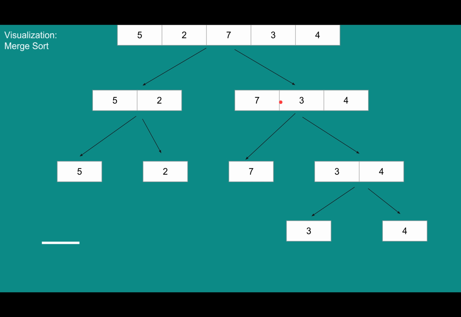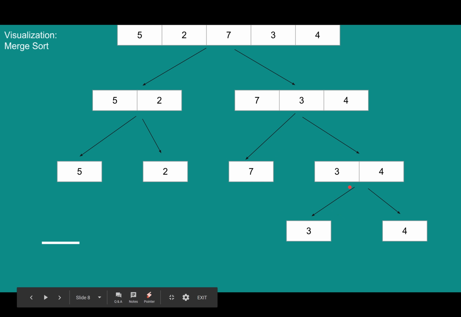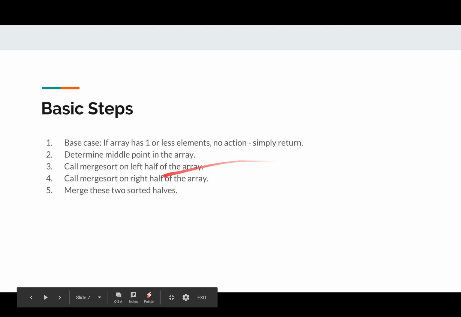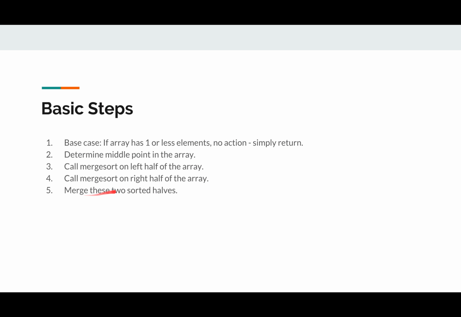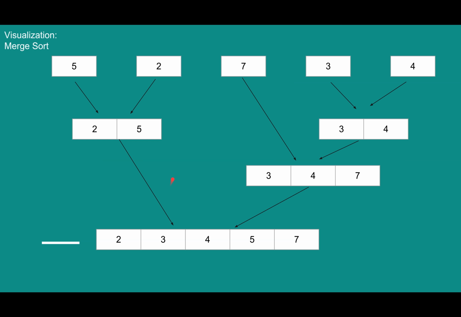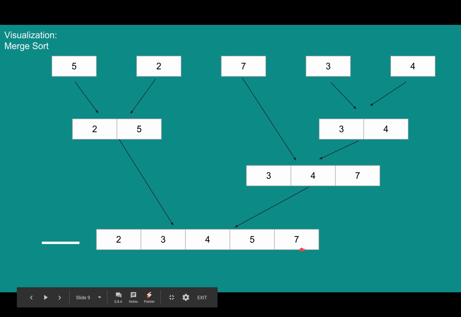Same thing over here. We're splitting down in half, split in half, split in half. Then we get to these one element pieces and they just return. And that takes us back to our last step where we merge the 2 sorted halves. So when we return from 5 and 2, we merge them back into this 2 element array. When these 2 return, they become a 2 element array. Then the 7 merges with the 3 and the 4, and we get things in right order. And these 2 chunks get merged, and everything ends up fine.